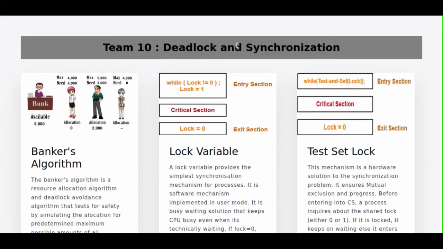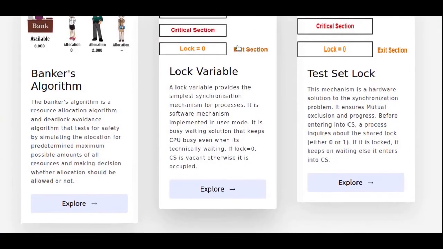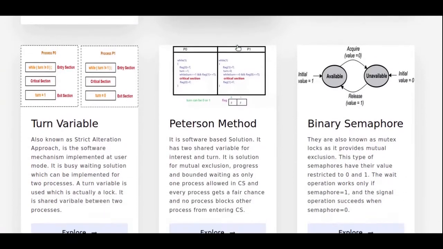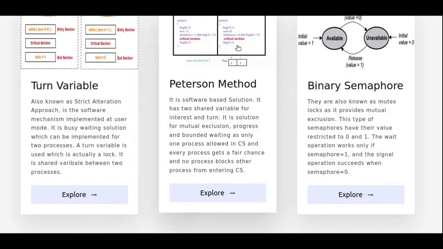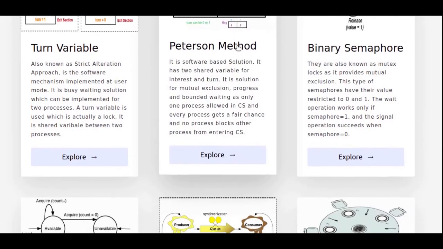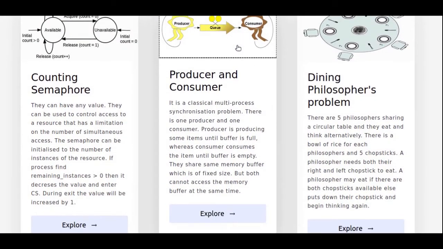Hello everyone, in this video we are going to present various deadlock and concurrency algorithms. The list of the algorithms that we have implemented includes Banker's algorithm, lock variable, test set lock, turn variable, Peterson's algorithm, binary semaphore, counting semaphore, producer and consumer, and dining philosopher's problem. Now let us dive into each of the algorithms.